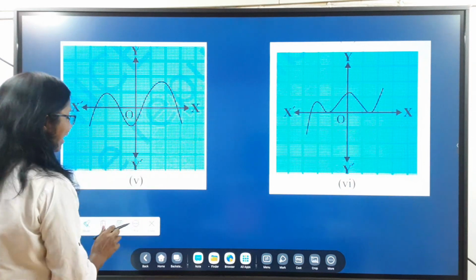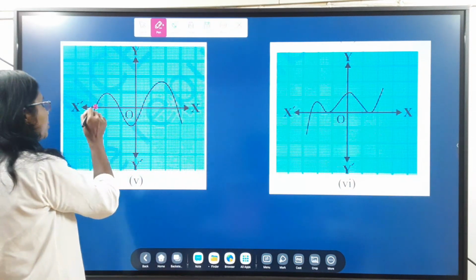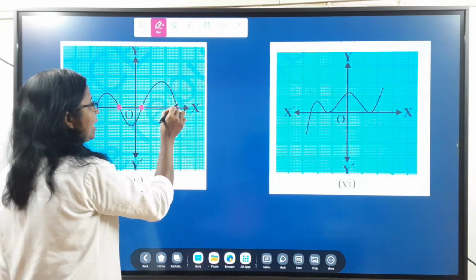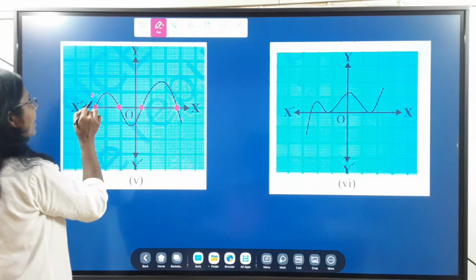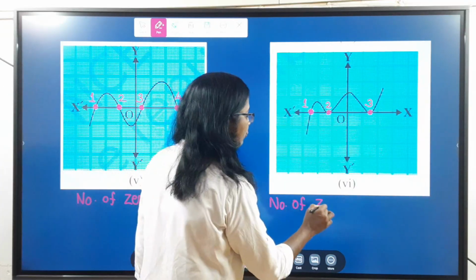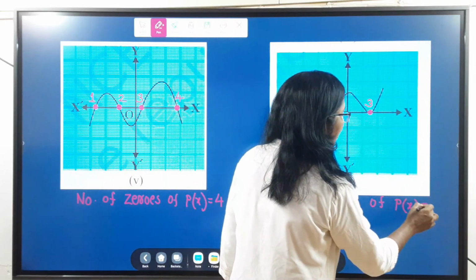curved line, and that curved line intersects the x-axis at this point, at this point, at this point, as well as at this point. So here students, there are 1, 2, 3 and 4 points. There are 4 zeros of p of x.